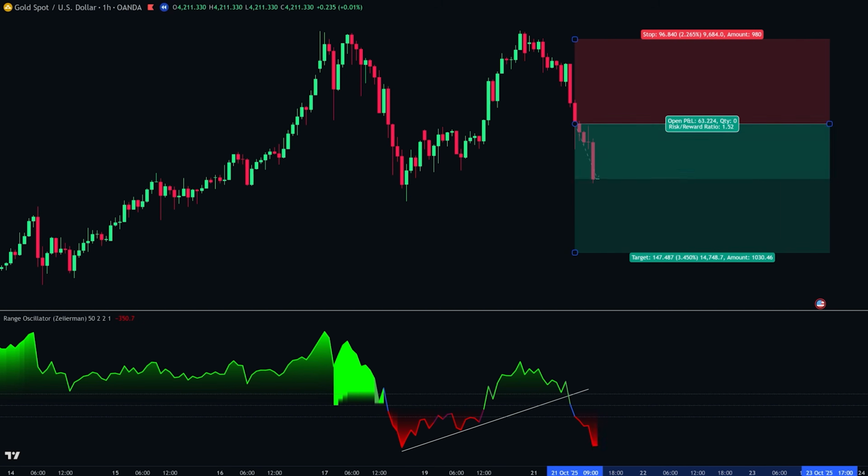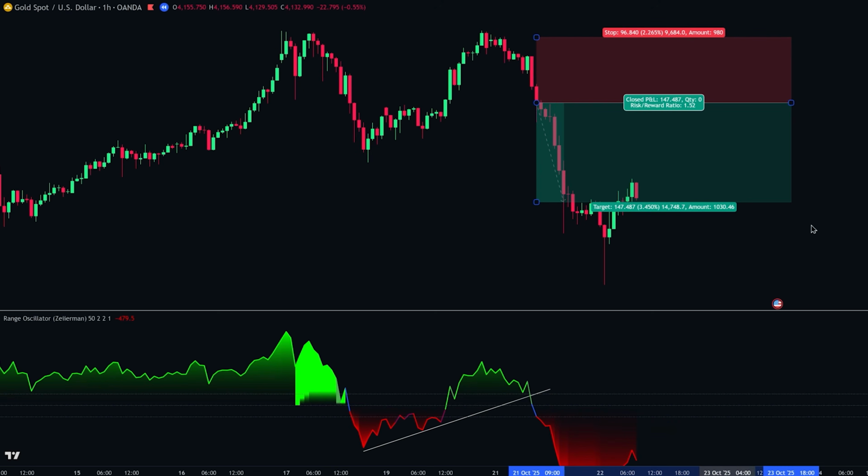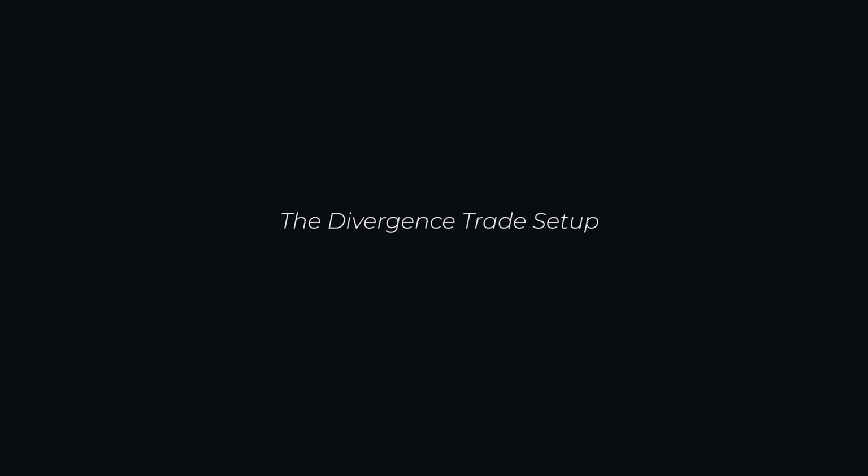If you let this trade run, you'll see price drop smoothly as bearish momentum takes over, allowing the trade to hit the take profit target with ease. Now let's move into the second trade idea, which is the divergence trade setup.